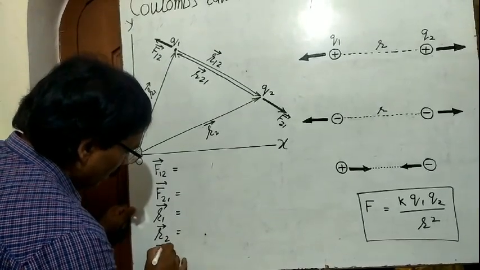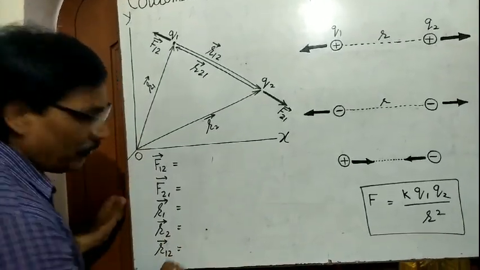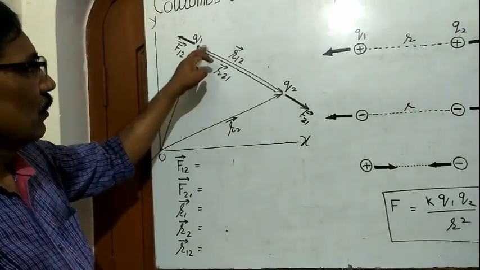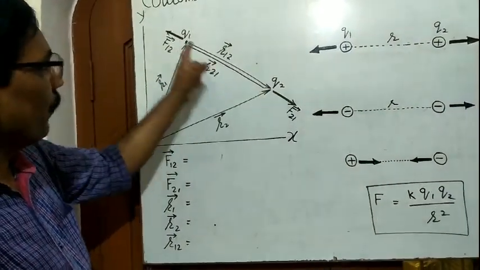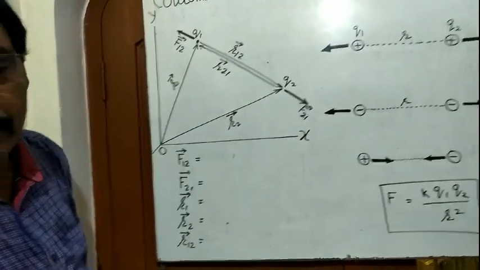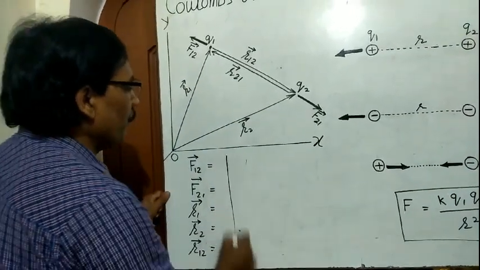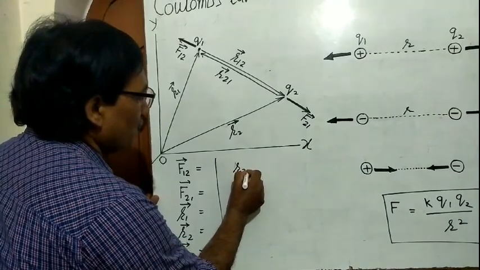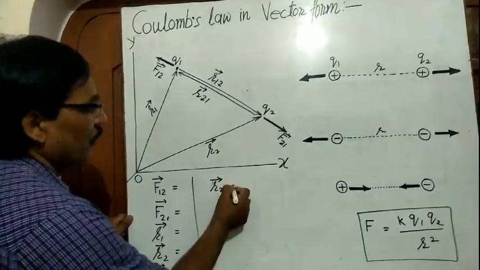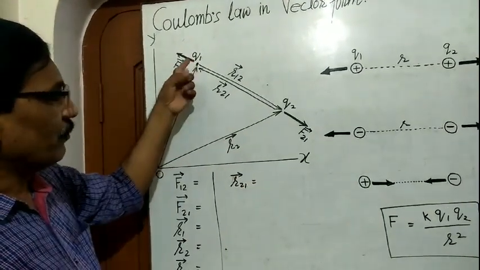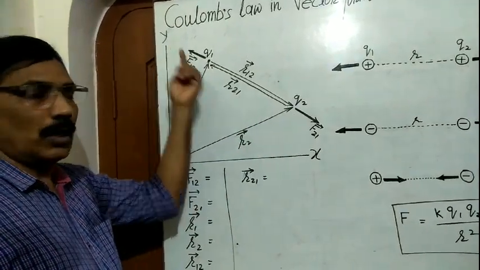R12. What is R12? R12 is the displacement vector of charge q2 from q1. Similarly, R21. What is R21? It is the displacement vector of charge q1 from q2.